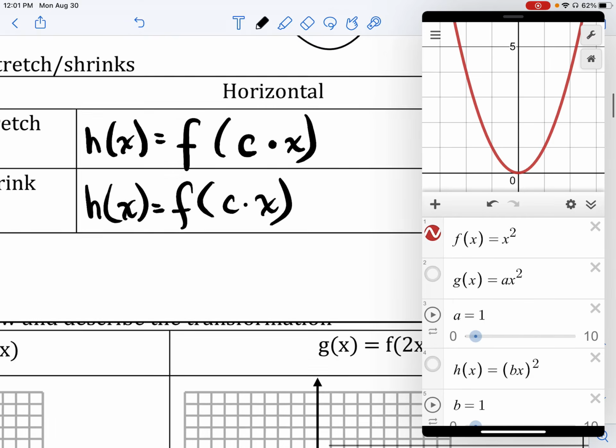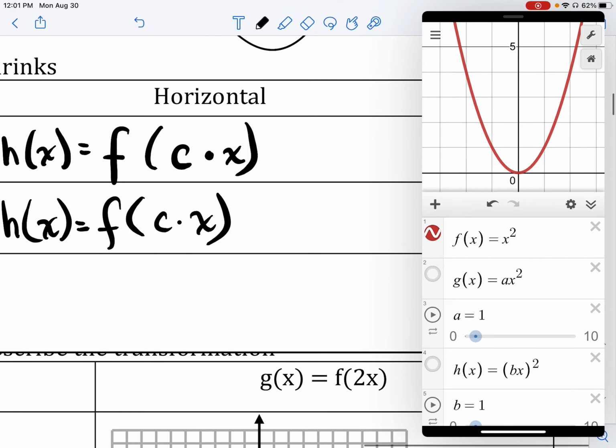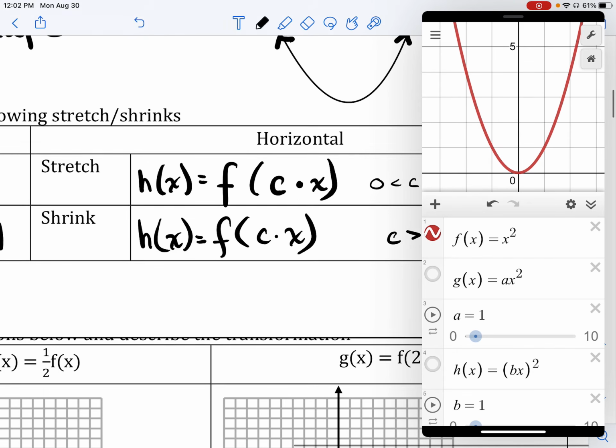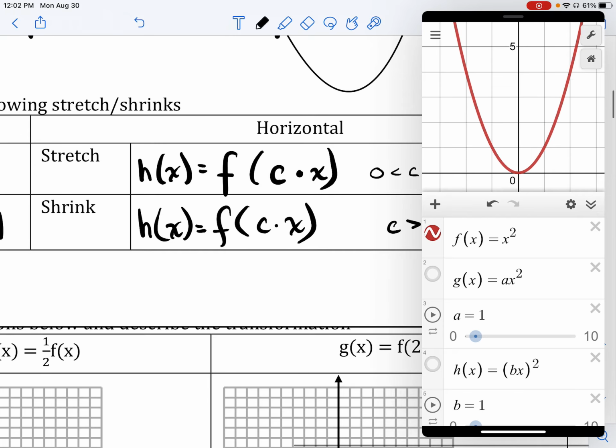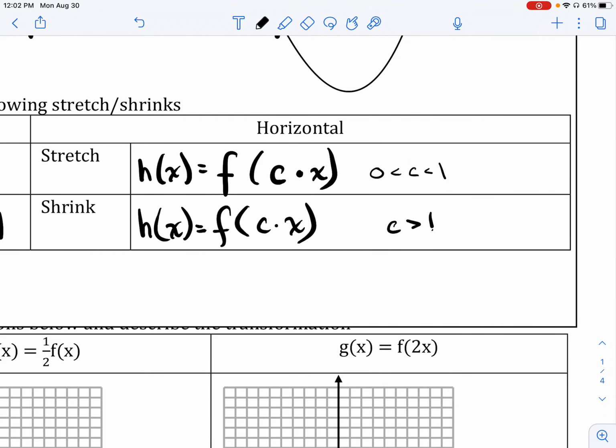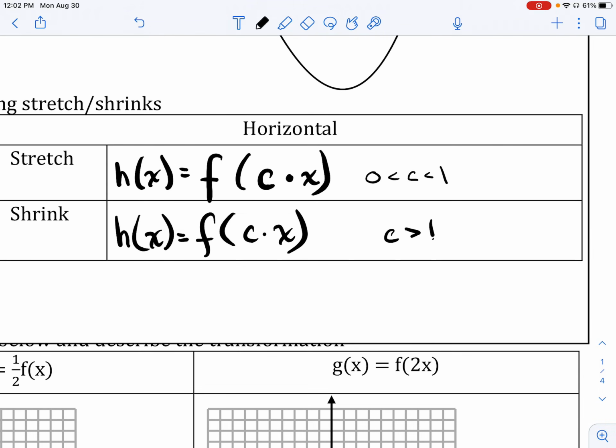Okay, now this one's going to be a little different though with horizontal. We're going to say when c is less than 1 but greater than 0, then we have what's called a horizontal stretch. Let me actually write both out first. We have a horizontal stretch when c is between 0 and 1. When c is greater than 1, we then have a horizontal shrink.